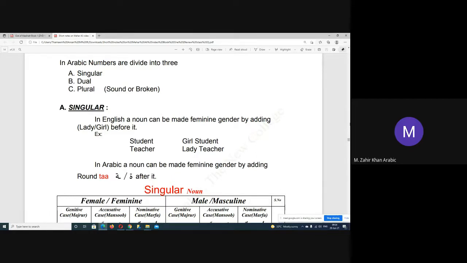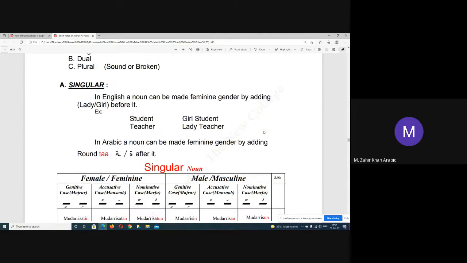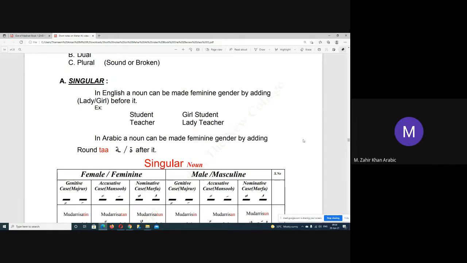So the singular. In English, a noun can be made feminine gender by adding lady or girl before it. But in Arabic, we can add a ta marbuta, which is known as round ta. Okay, I have given the 2 round tas. So, sir, why are we using these 2 round tas?